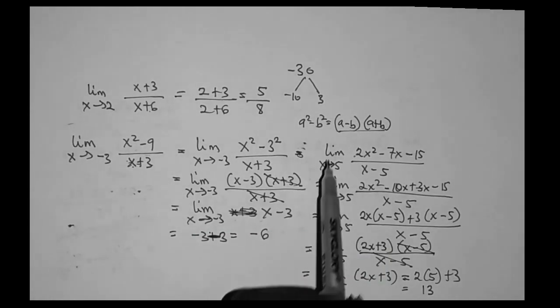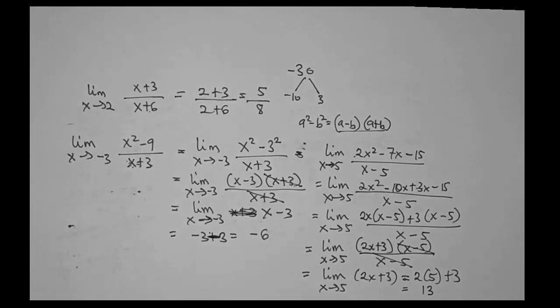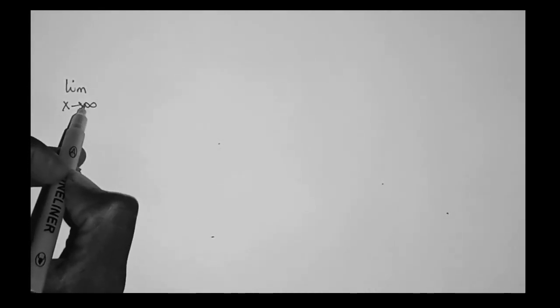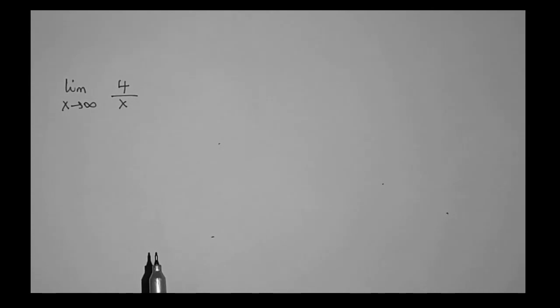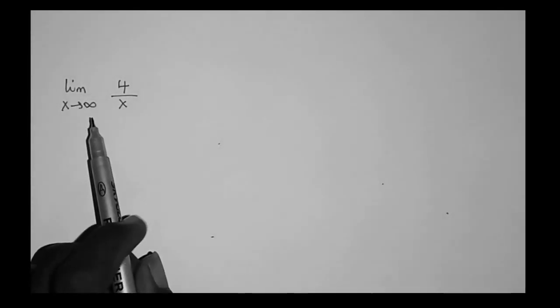So this limit is 13. At this point, let's talk about limits at infinity. So let's assume, what is the limit as x approaches infinity of 4 over x?